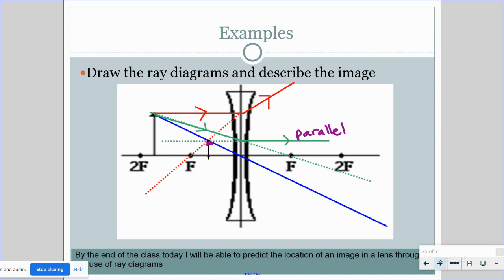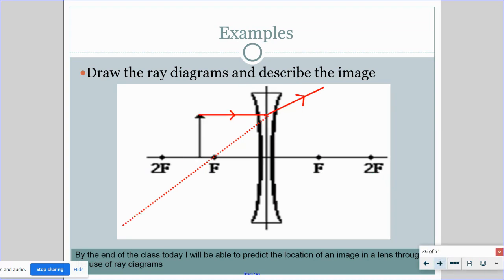Okay. So in the next one, again, it goes straight in, refracts back so that it goes back through F. Second line goes straight through the optical center. Well, we already know this is going to be our image right here. But our third line, to make sure, it goes so that it would line up with the secondary focal point, and then it extends back. So again, the image is smaller, upright, same side as the object, and it's virtual.